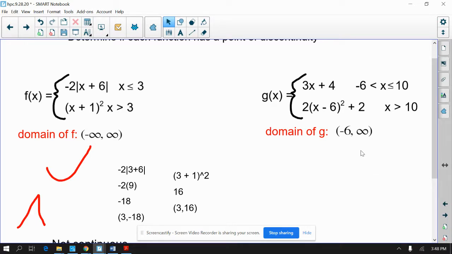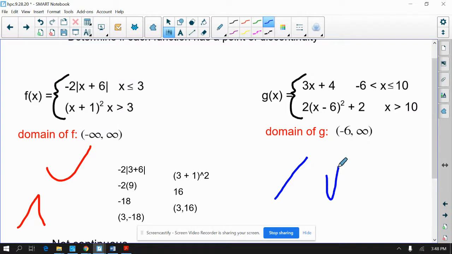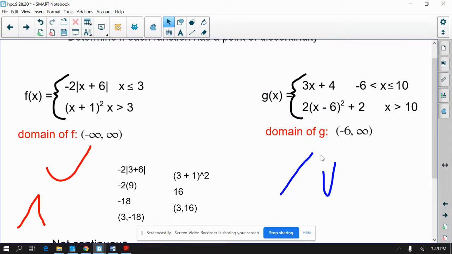So is this continuous? Well, let me draw some graphs again. Let's do blue. So here you've got your line, 3x plus 4, and I've got my parabola that's kind of skinny, but it's to the right 6 and it's up 2. Well, the line exists from -6 to 10, and then it leaves off somewhere. Will that parabola pick up exactly where the line left off, or will it be up above or below it? And the only way to figure that out is to plug in the key x value, which is 10.